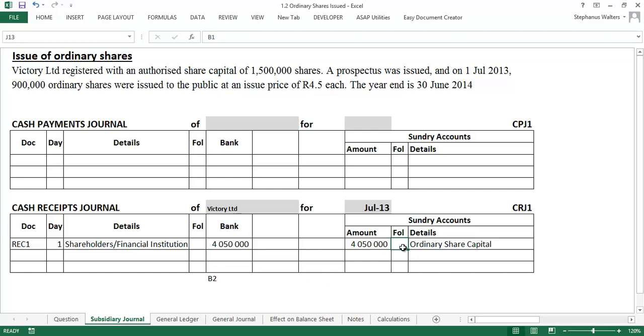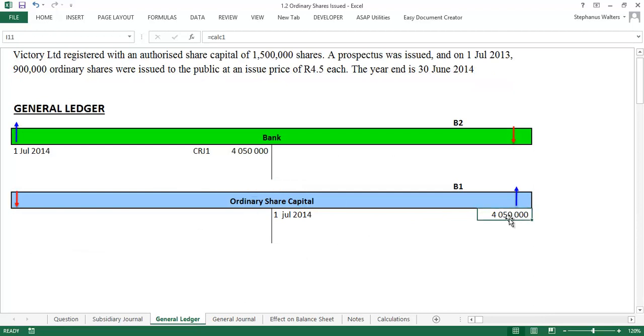And then here we're going to refer to B1. There we go. So there I have posted this transaction to the ordinary share capital account, and I can refer here back to my cash receipts journal. Transaction successfully posted to the ledger.